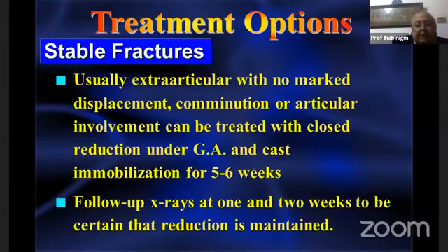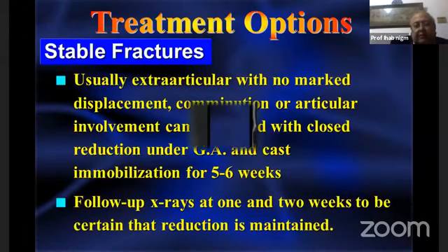Treatment options. Stable fractures, usually extra-articular, with no marked displacement or comminution or articular involvement, can be treated with closed reduction under GA and cast immobilization for 5 to 6 weeks. Follow-up X-rays at 1 and 2 weeks to be certain that reduction is maintained.